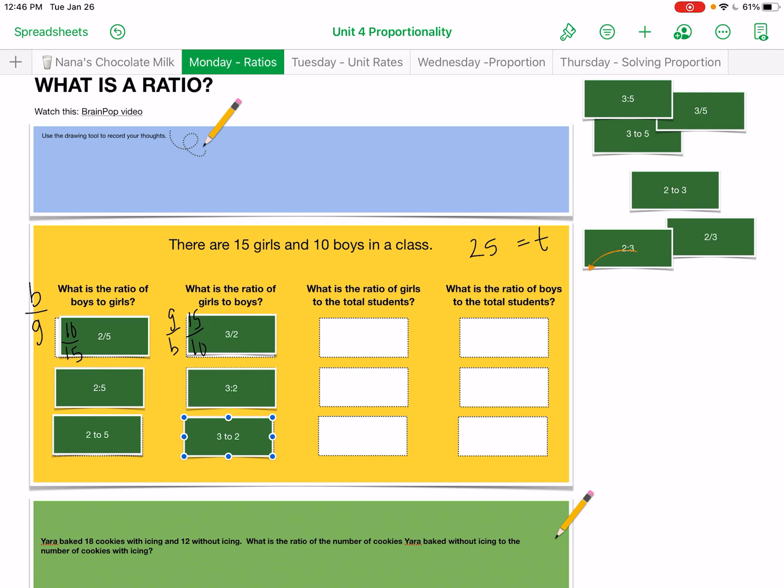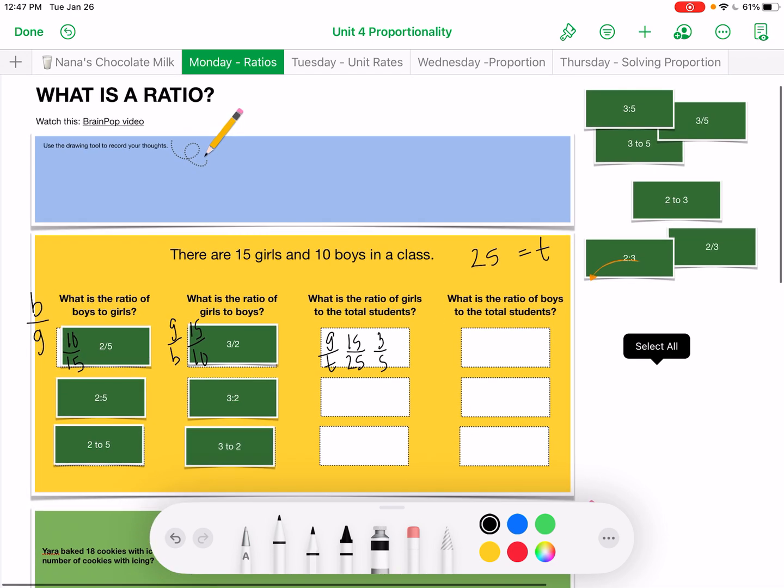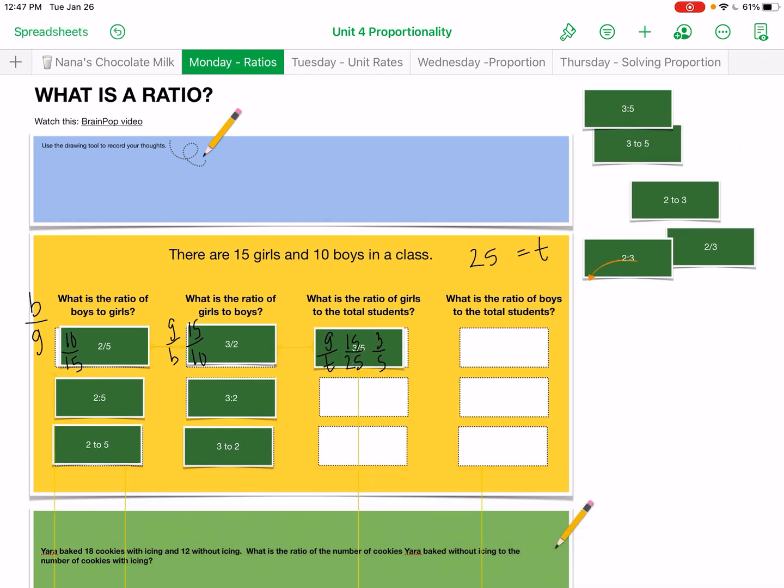What is the ratio of girls to total number of students? So the last 2 we did were part to parts. It was boys to girls or girls to boys. Now we're doing the ratio of girls to total. We know our total is 25, and we know our girls is 15. This would simplify to 3/5. Fraction form. Symbol form, which is a colon, 3 to 5, and then word form.